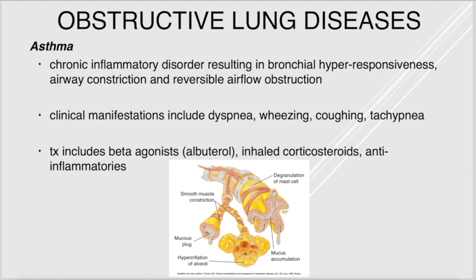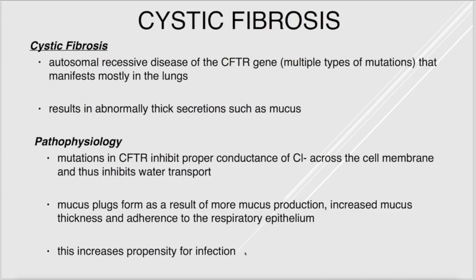Treatment: beta agonists, which are going to increase sympathetic output, like albuterol, inhaled corticosteroids like Advair, and of course anti-inflammatories, prednisone for acute type asthma attacks.